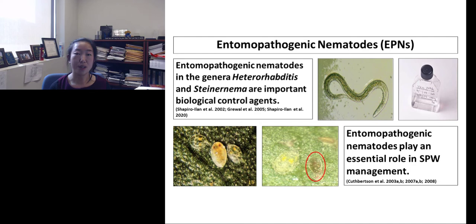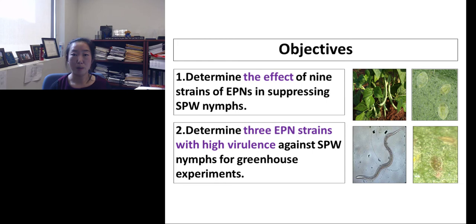There are lots of reports before. And for our experiment, the objectives are, first, to determine the effect of 9 strains of entomopathogenic nematodes in suppressing the sweet potato whitefly nymphs. And second, to determine the 3 entomopathogenic nematode strains with high virulence against the sweet potato whitefly nymphs for the greenhouse experiment in the future.